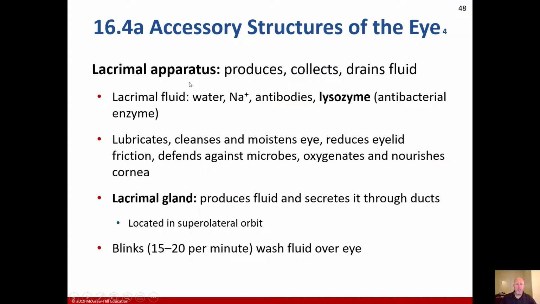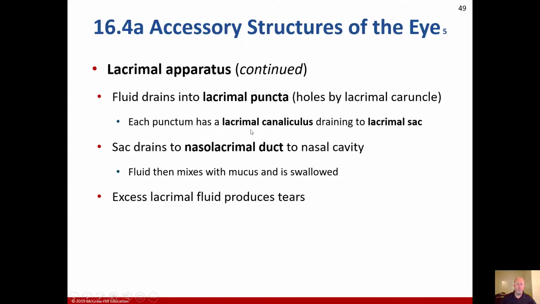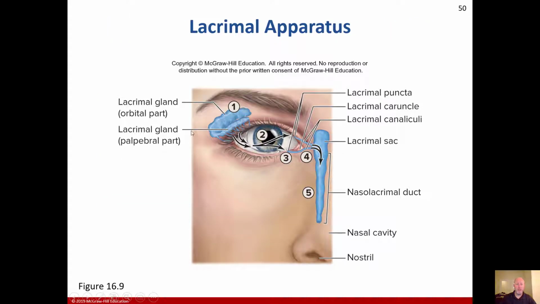Generally speaking, you know the lacrimal apparatus produces, collects, and drains fluid. That might show up in your exam. It lubricates, cleanses, and moistens the eye, reduces eyelid friction, defends against microbes, and oxygenates and nourishes the cornea. And that's not specific for us right now. Lacrimal apparatus, this diagram will be on your exam.